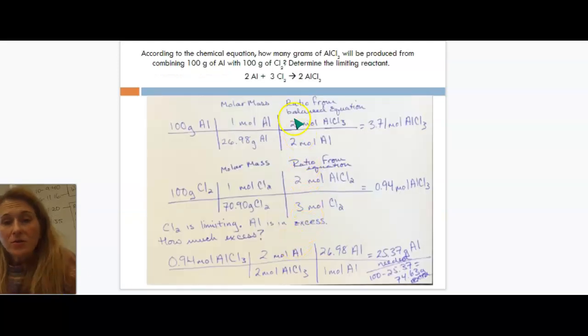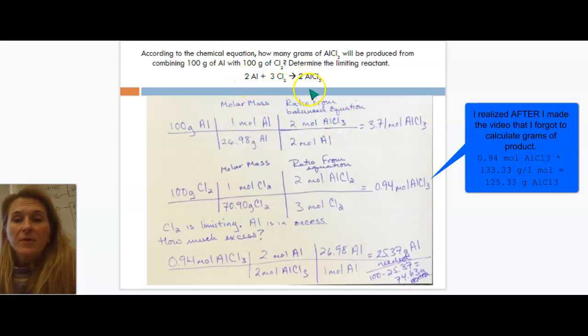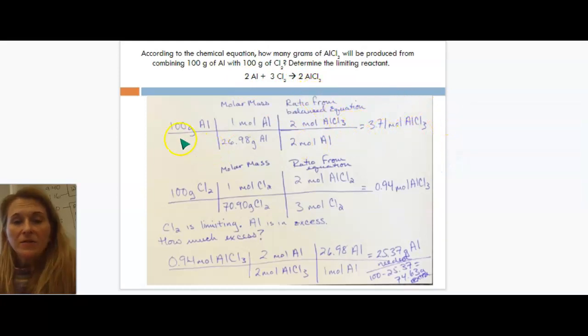Okay, so here's this problem worked out. We can see our conversion of aluminum from grams to moles using the molar mass, and then the conversion of moles of aluminum to aluminum chloride using the mole ratio from the balanced chemical equation. And this is how many moles of product we would get if we started with 100 grams of aluminum.